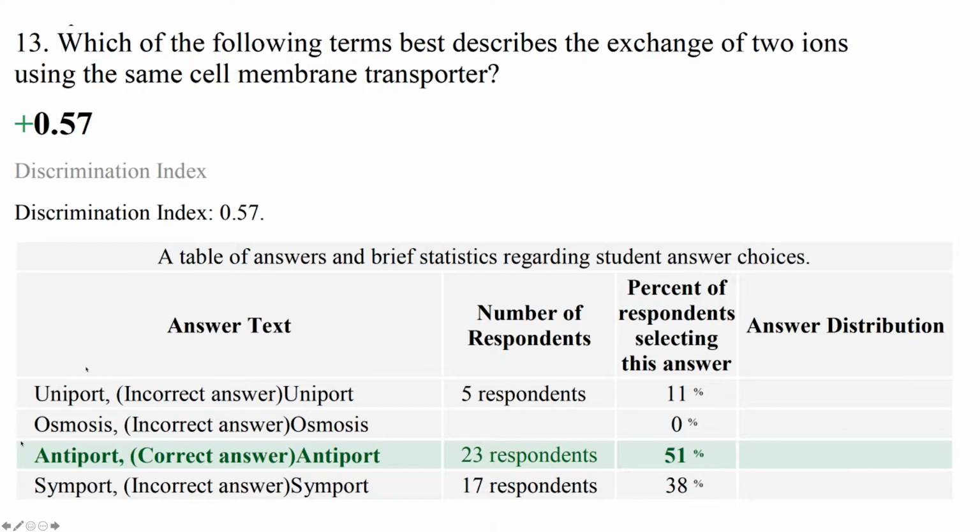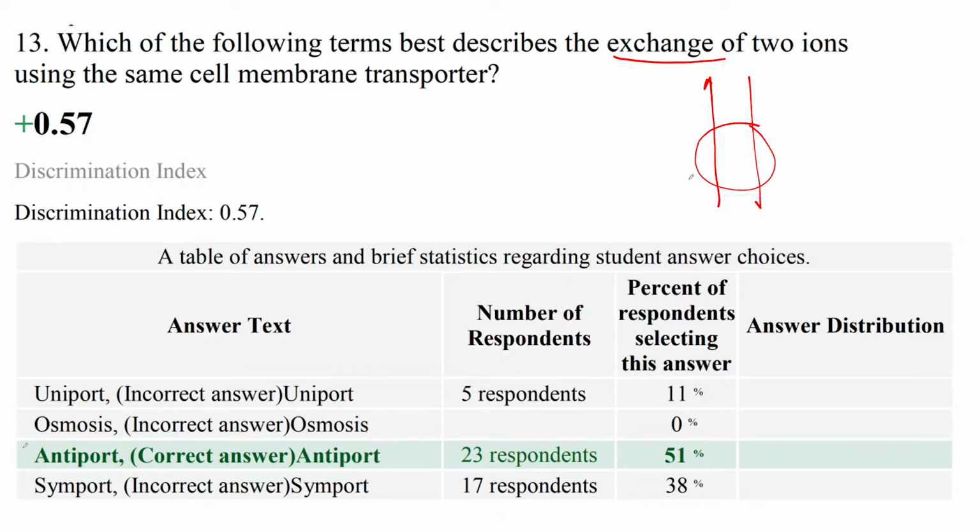For example, in this case, exchange. In the challenges, and I understand that perfectly, some students say, we are talking here about two ions using the same cell membrane transporter, and they say it doesn't specify if they are going in the same direction or in different directions. Well, the word exchange here is the key. If you have an exchange, one thing goes out, you give one, and you take one. The word exchange means going in different directions.